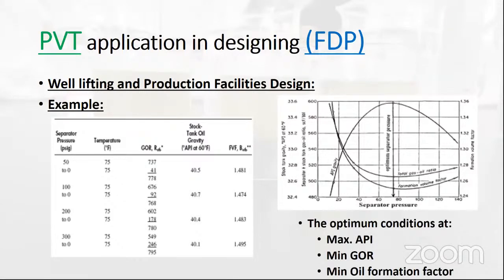So what are the optimum conditions? The optimum conditions should achieve maximum API, because we mentioned that the higher the API, the higher the price of the oil. Also, minimum GOR and minimum formation volume factor. Why do we want to minimize the gas oil ratio or the oil formation volume factor? Because we want as much gas as possible to be dissolved into the oil. We want to convert as much gas quantity as we can from the gas phase to the oil phase to have much more oil volume.